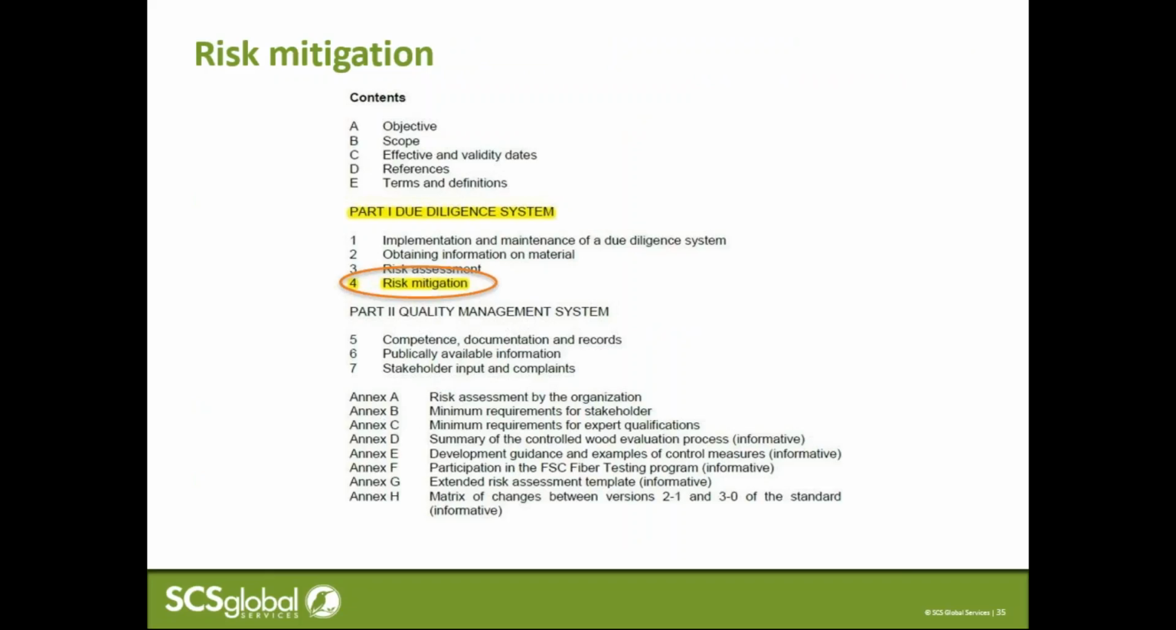Now let's move on to section 4 of the standard, which corresponds to the third and last big component of the due diligence system, risk mitigation. Please note that risk mitigation is only required where the result of the risk assessment at the origin and/or supply chain levels does not conclude low or no risk, respectively. In other words, risk mitigation does not apply where all risks at the origin level are concluded as low and where there is no risk of mixing in the supply chain.